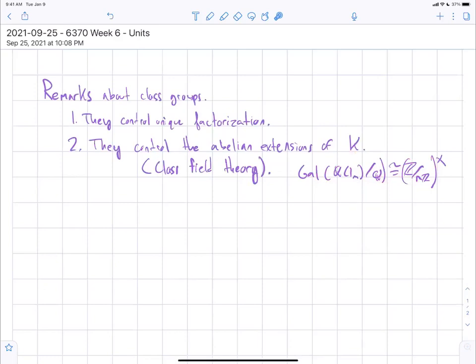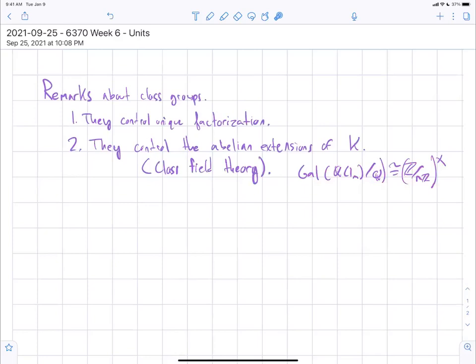So it's not just controlled by O_K^× mod some ideal, but it is controlled by things related to the class group. So you view (Z mod MZ)^× as being some generalized version of the class group.